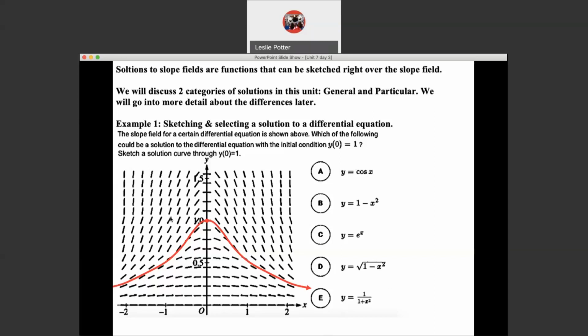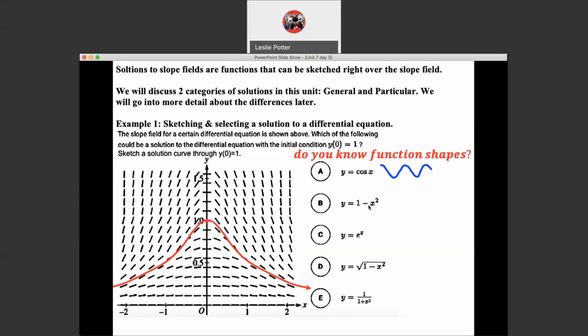Okay, so this should actually be a really quick problem. I see this shape. With that handout I gave you, on page 2 of your unit 5 notes, I know what cosine looks like. We've got to know these shapes. So you're going to pull out that sheet, and if you don't have it, I'll help you find it. But I know cosine looks like this. Well, what we sketched doesn't look like this. So we can eliminate cosine.